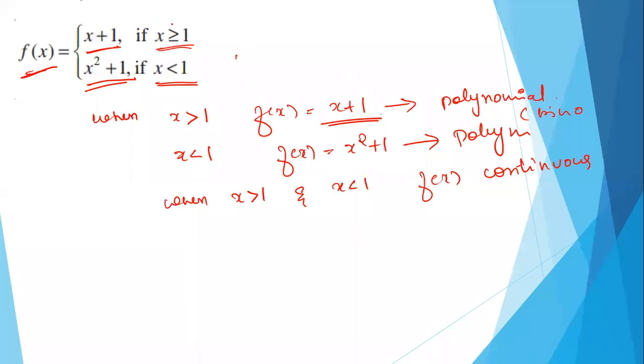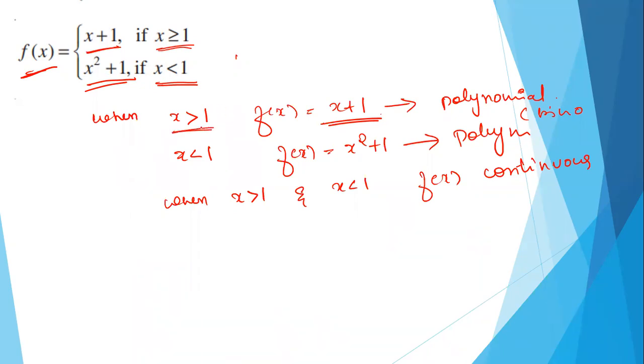So yesterday we were discussing this problem. Here the function they have given is f of x is equal to x plus 1 if x is greater than or equal to 1, and x square plus 1 if x is less than 1. For two cases we have already proved that the function is continuous. Which are the two cases we proved in the previous class?